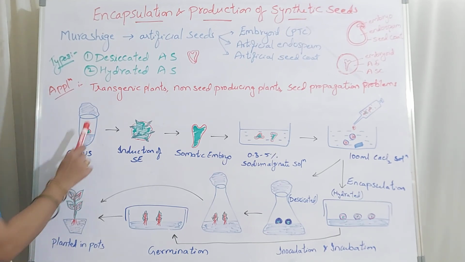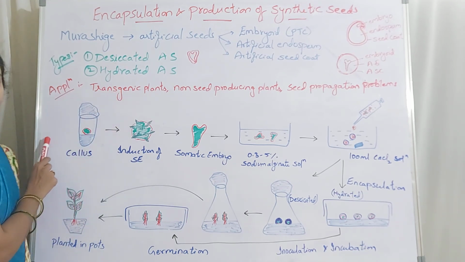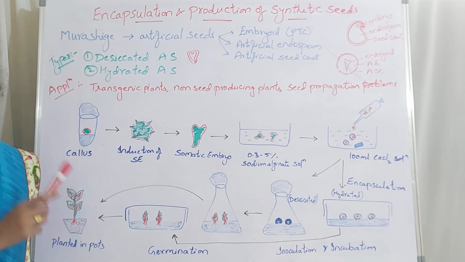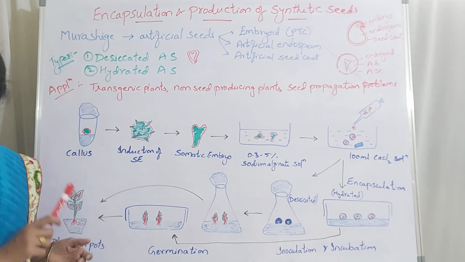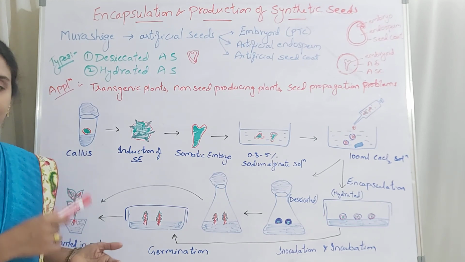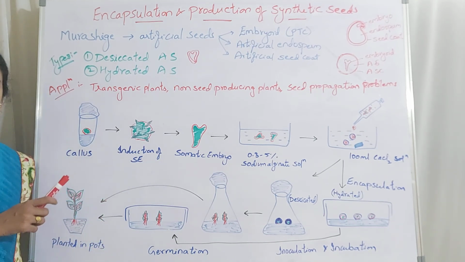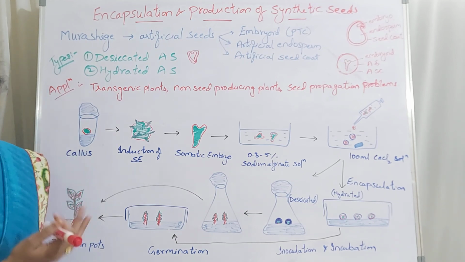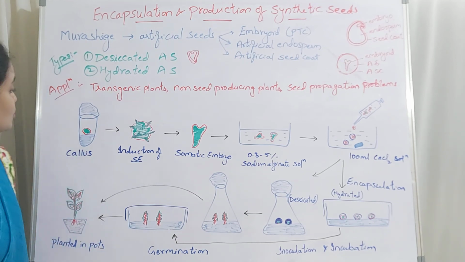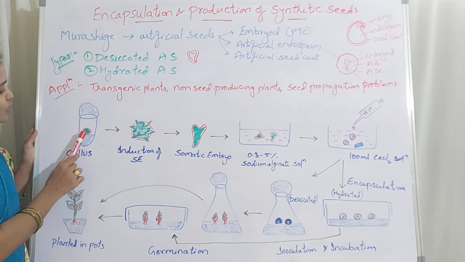Right? If you want to produce a transgenic plant, what do you do? You select the plant, select the explant, then cell suspension culture. The single cells will be introduced with the transgene. Then these cells which consist of the transgene will be allowed to produce a callus. Right?